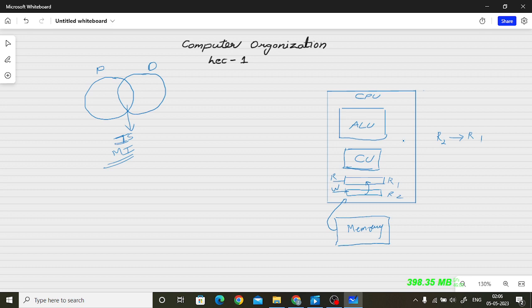And what's the role of a control unit? The control unit coordinates and controls the activity amongst the functional units. These are the components: ALU and registers are the functional units. So it controls and coordinates the activity among these functional units. And what's the role of memory? You already know that.